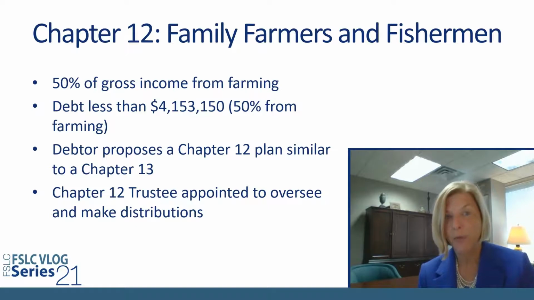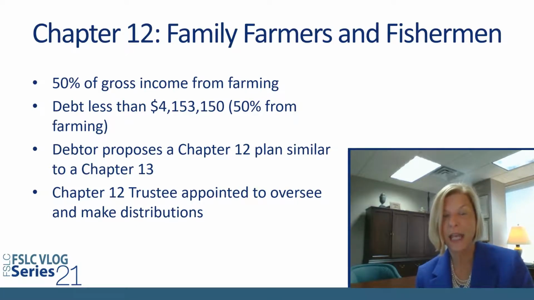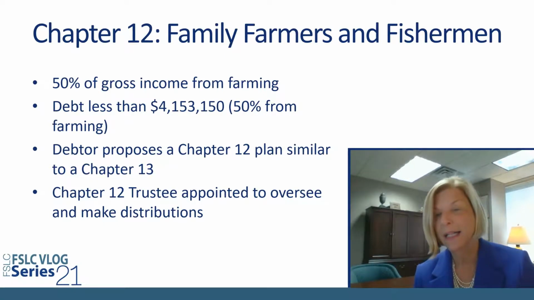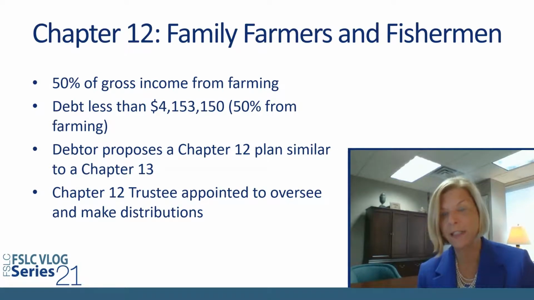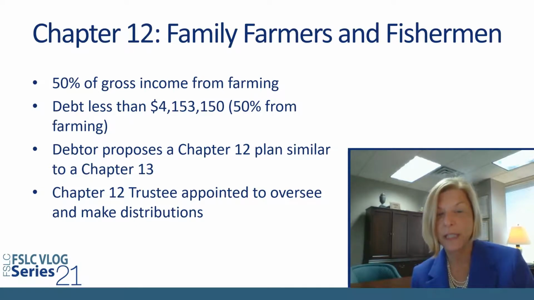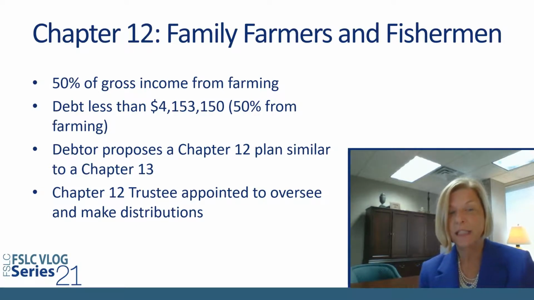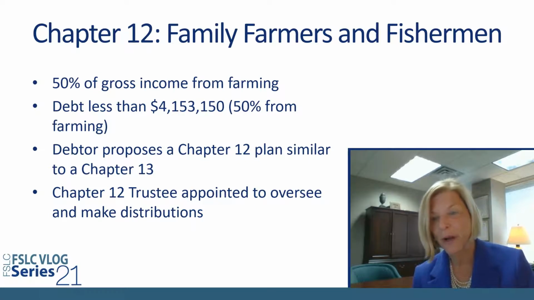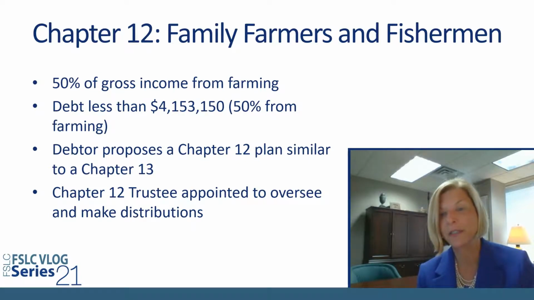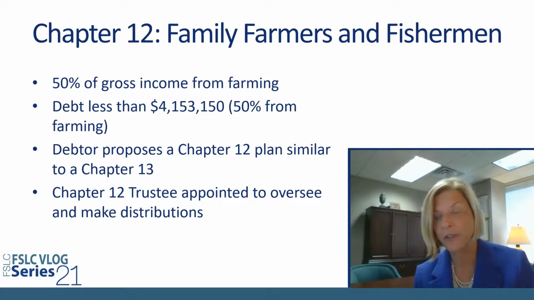In a Chapter 12 farmer reorganization, the debtor proposes a Chapter 12 plan. It's a much more simple plan than a Chapter 11 reorganization plan, and generally they look a lot like a Chapter 13 plan. In a Chapter 12, a Chapter 12 trustee is appointed to oversee the process and will generally make distribution to the creditors.